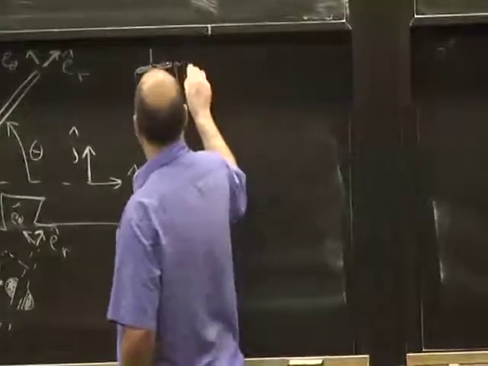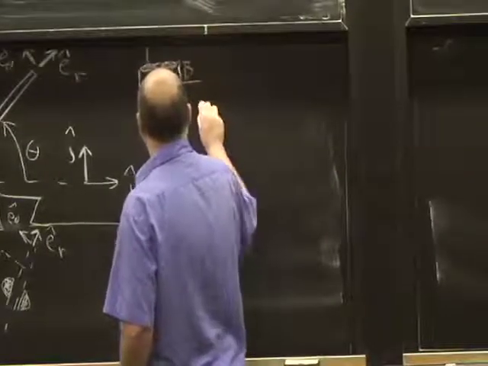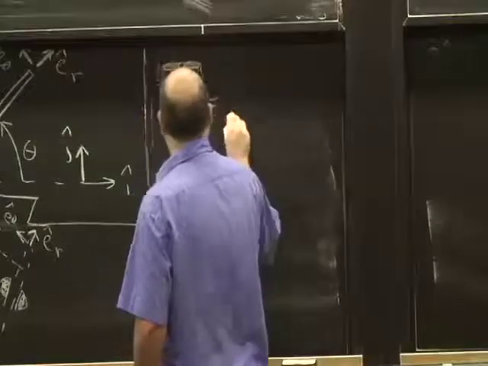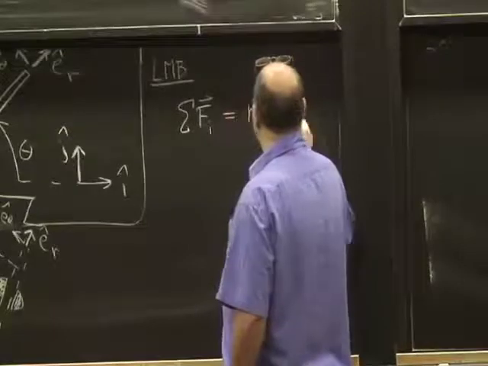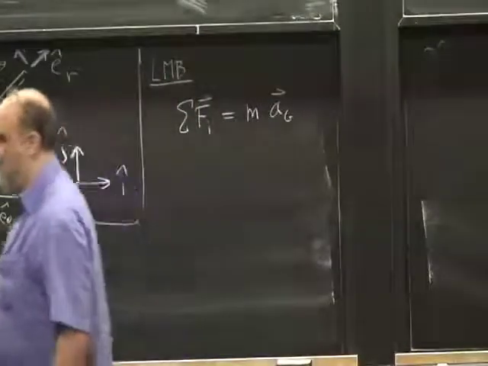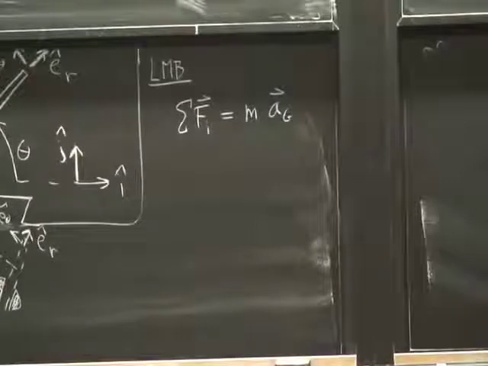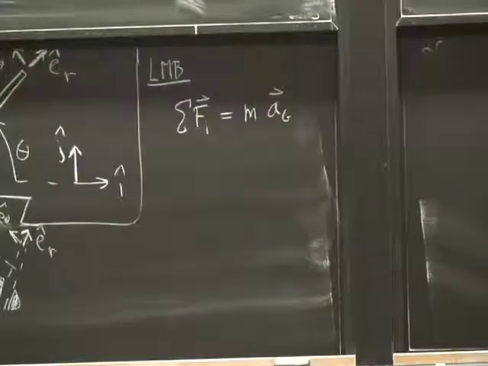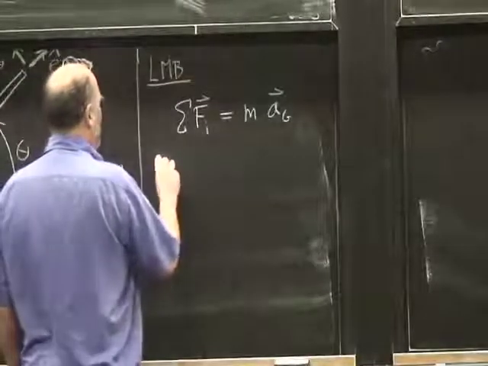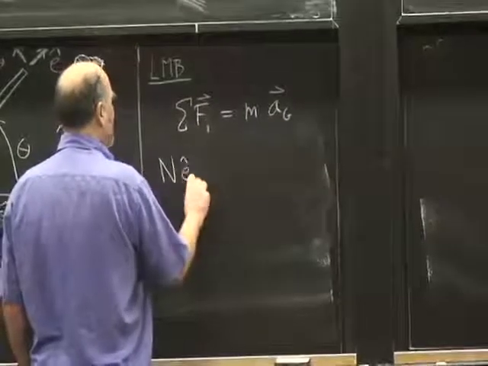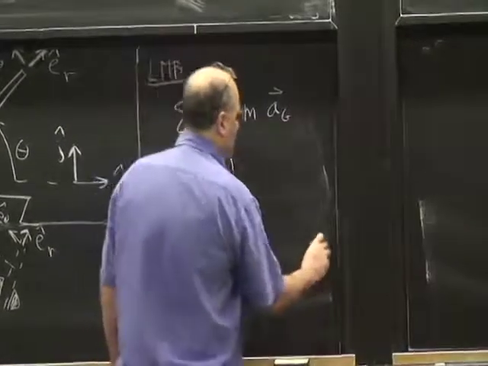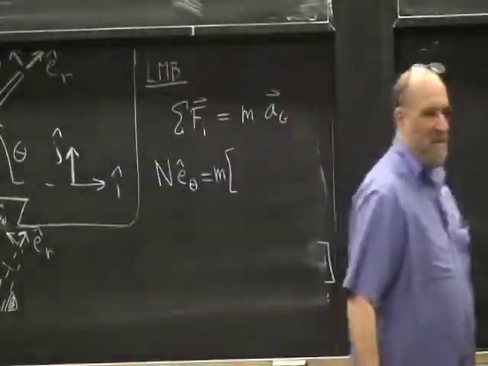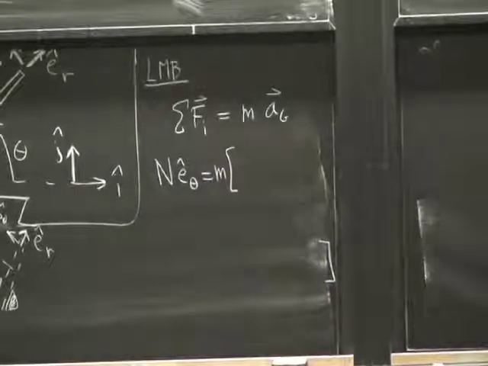And now we have linear momentum balance. And what does linear momentum balance say? It says that the sum of all external forces is equal to the total mass times the acceleration of the center of mass. In this case, we just have one little point to think of, so we hardly need the subscript g. So we have on the left-hand side the normal force in the e_theta direction, and on the right-hand side we have the mass times the acceleration. And the question is, what do we fill in for the acceleration? And this is now the hard part of this problem.